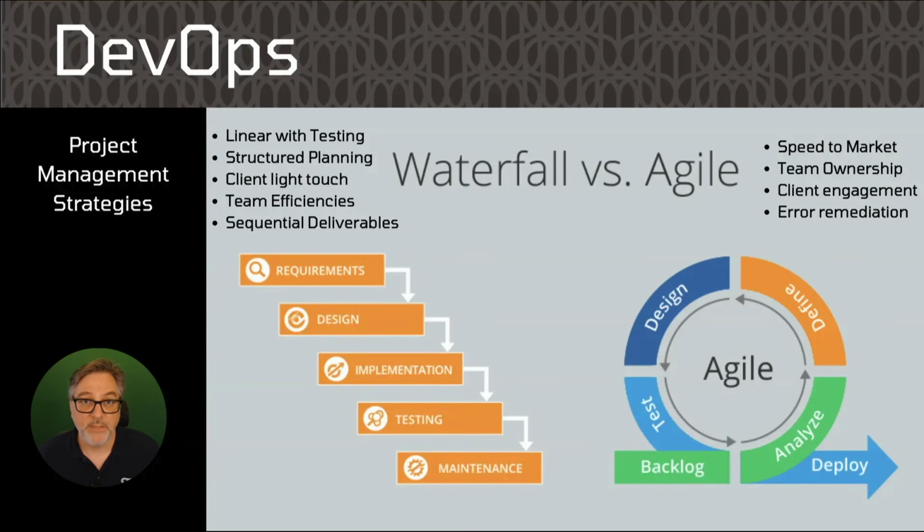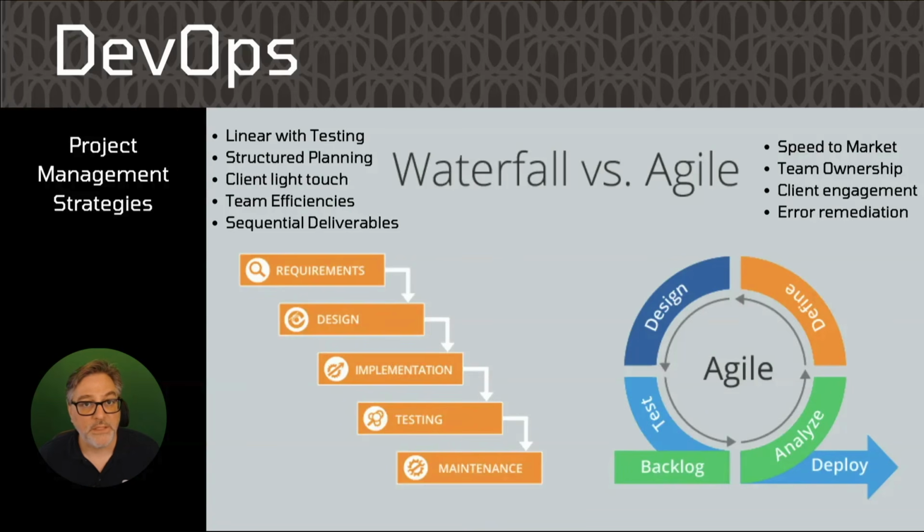Client engagement is much higher in an Agile methodology because each sprint, you're checking in with the client or the end user in order to determine, are we making progress toward the goal? Are there items that need to be updated and changed, etc.? And then last but not least, error remediation. Because you're going through this testing cycle more quickly, you're able to remediate problems that occur much faster.